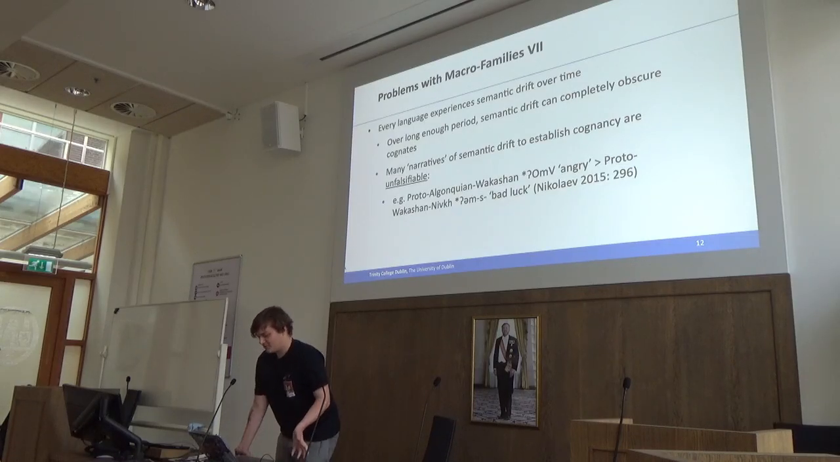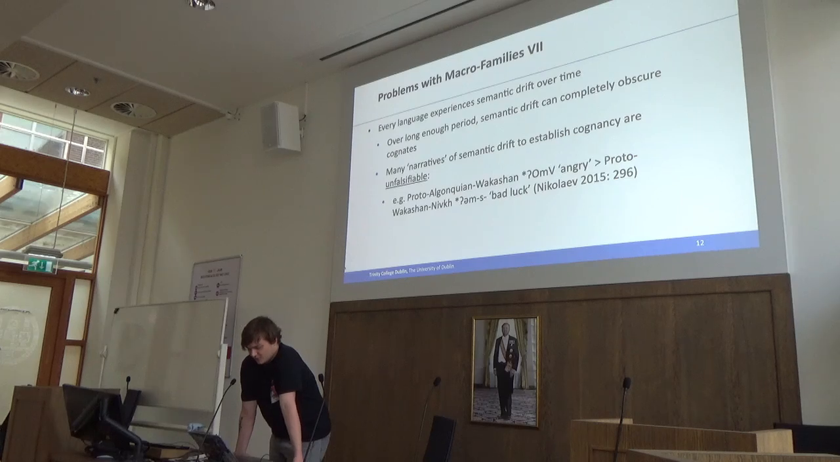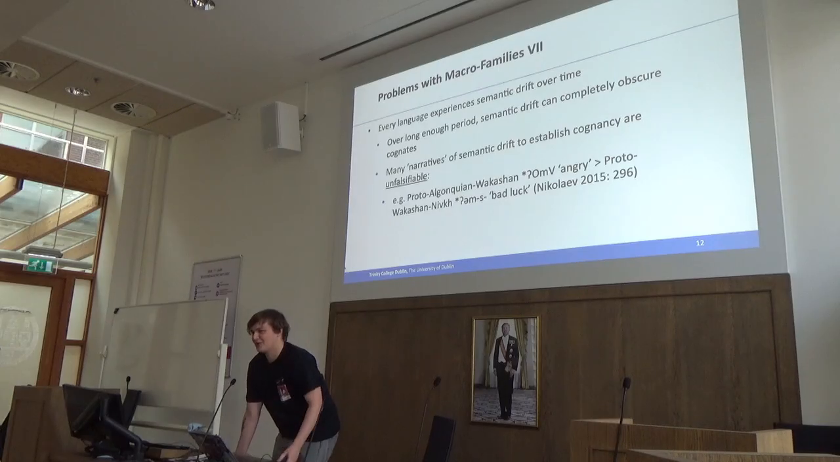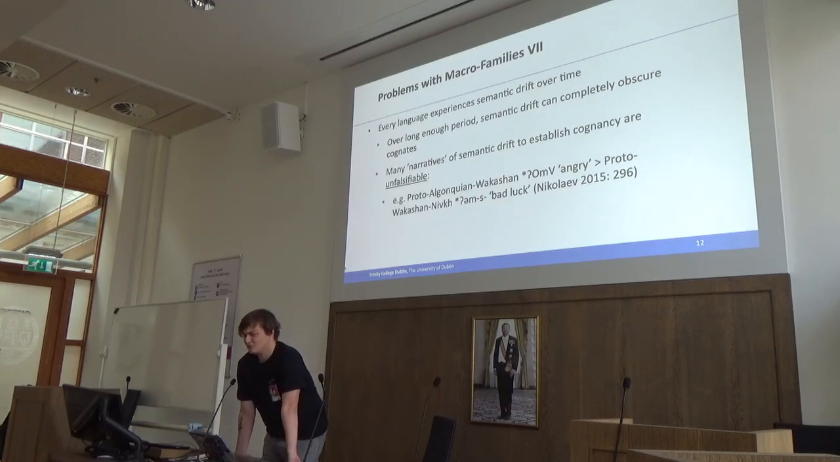And every language experiences a lot of semantic drift over time. Over a long enough period, it can completely obscure cognates, and typically a lot of people who are into these kinds of classifications use what I call narrative semantics, where they come up with a story about how one word became something without substantiating it. So for example, Nikolaev thinks that Proto-Algonquin Wakashan Olma, meaning angry, became Proto-Wakashan Niv meaning bad luck. Now you can make up a story for that, but how plausible is the story, right?